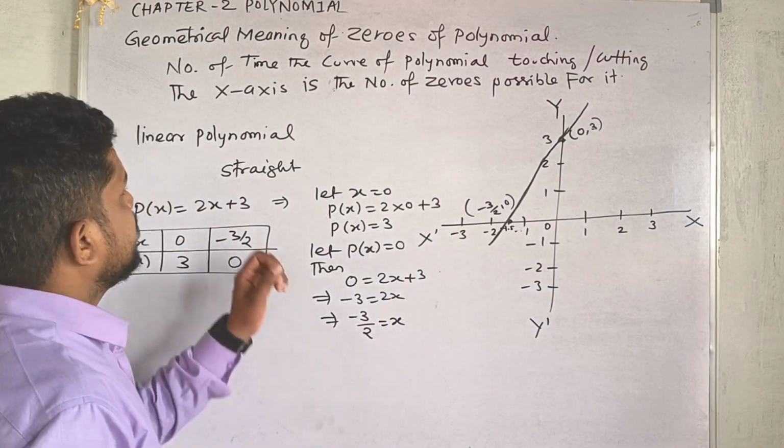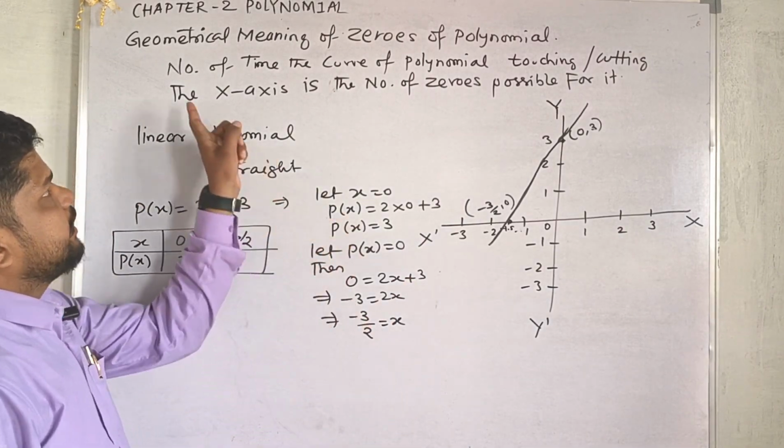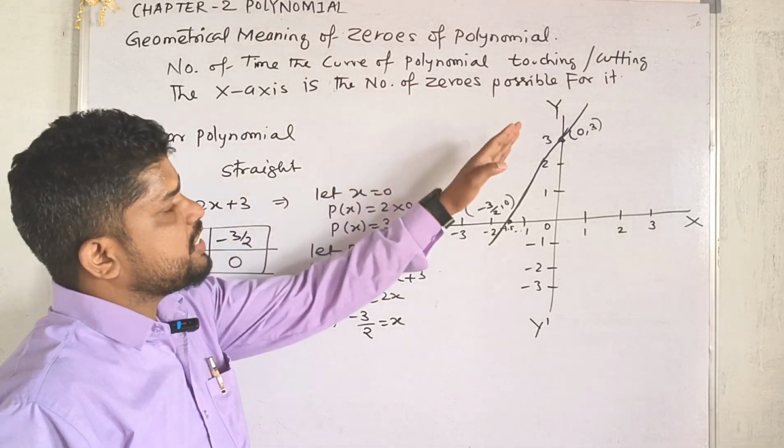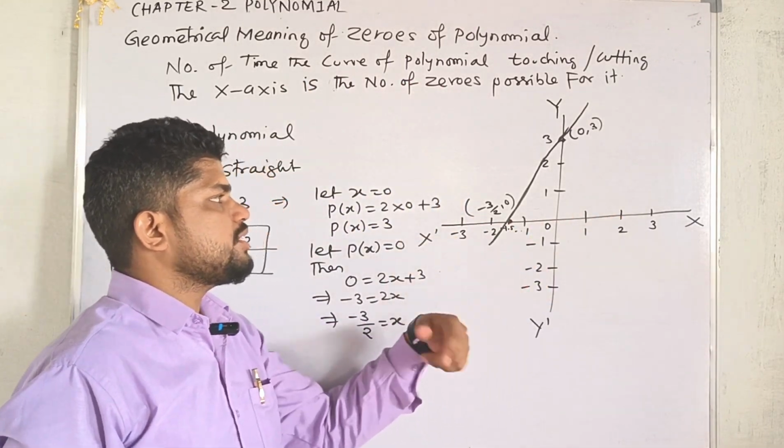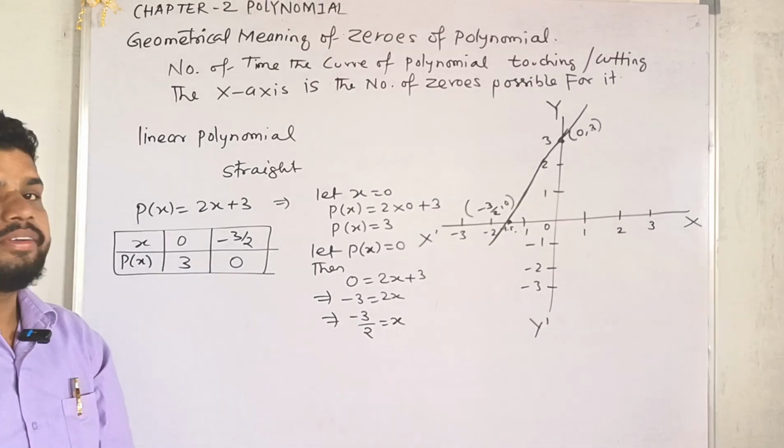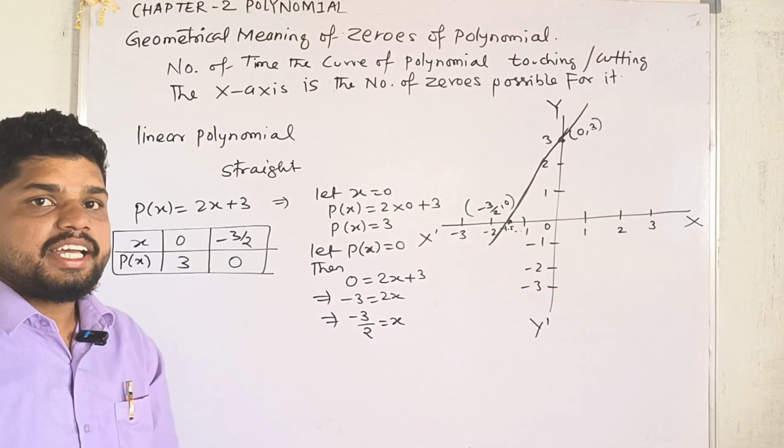Okay, so here it proves that the number of times the curve of a polynomial touches the x-axis is the number of zeros it has a possibility of. Okay, now let us take another example.